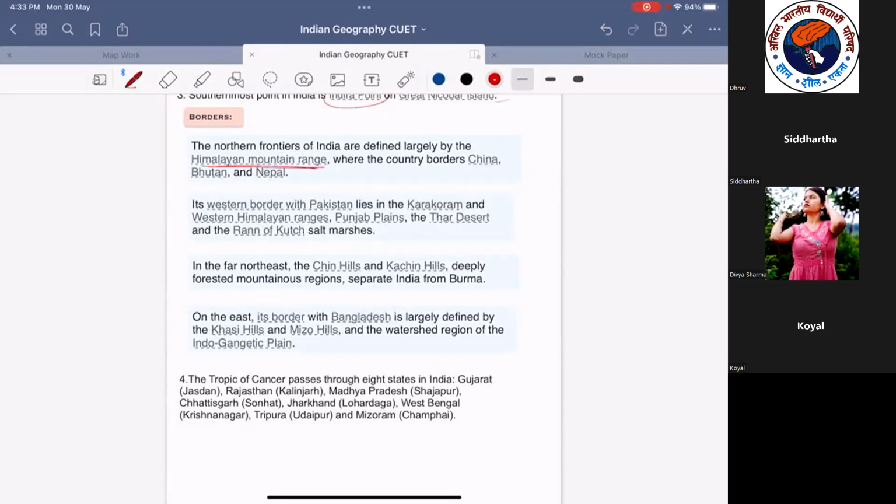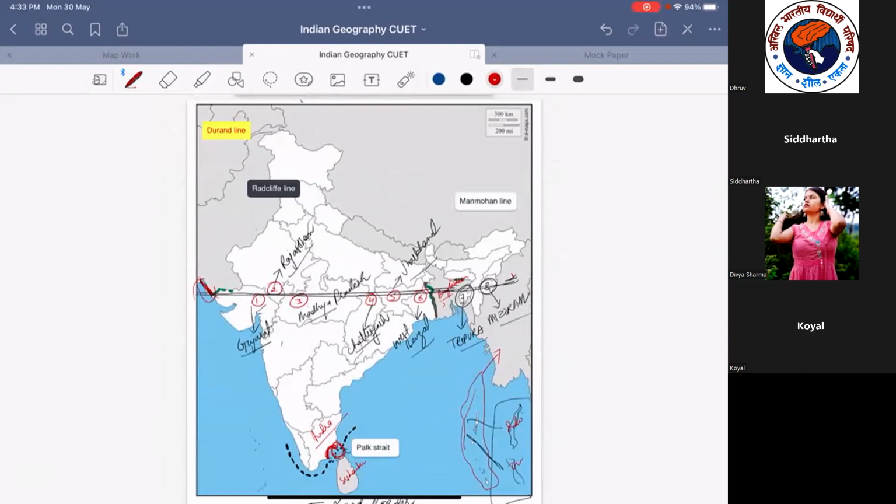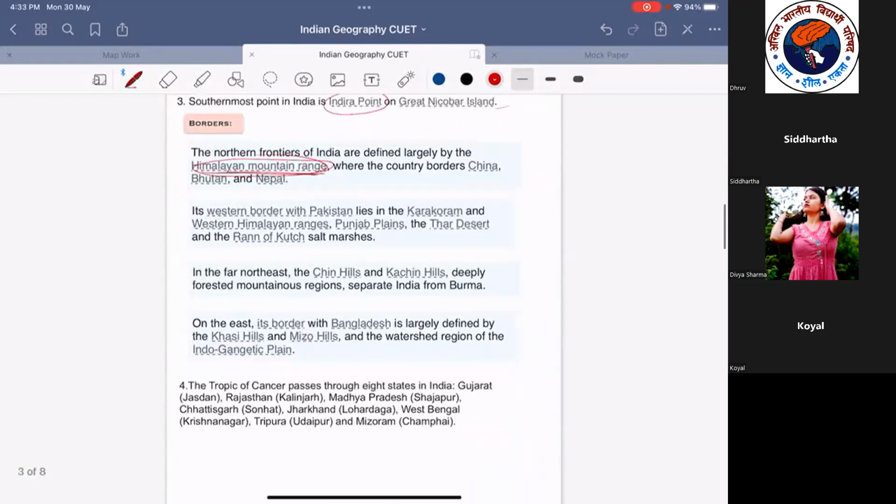If we talk about the northern part of India, here there are ranges, Himalayan ranges. With Pakistan too, on most of the borders you will find Himalayan ranges, and with China too. So the northern frontier of India is largely the Himalayan mountain ranges. Himalayan mountain ranges act as a natural border between China, Bhutan and Nepal. Then the western border with Pakistan lies in Karakoram and western Himalayan ranges. Again, these are natural borders that divide two countries.